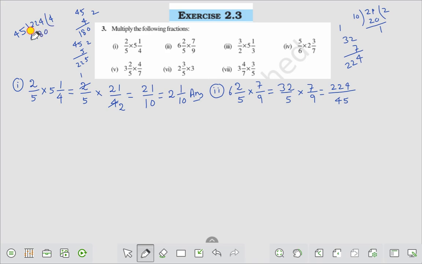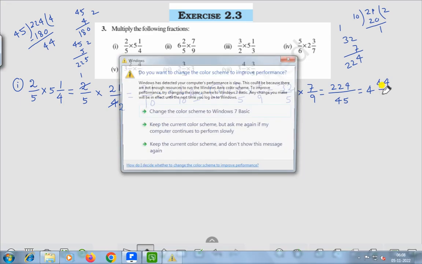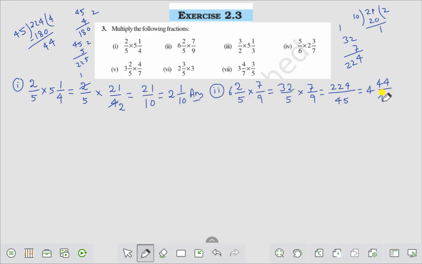And we subtract it, we are getting 44, right? Therefore we are getting 4 whole 44 by 45. This is the answer of question number 2.